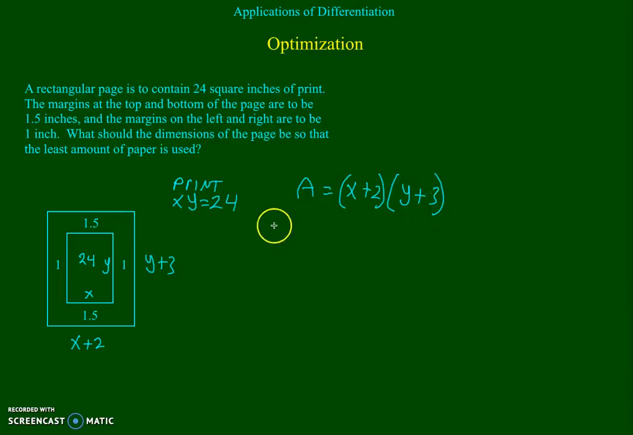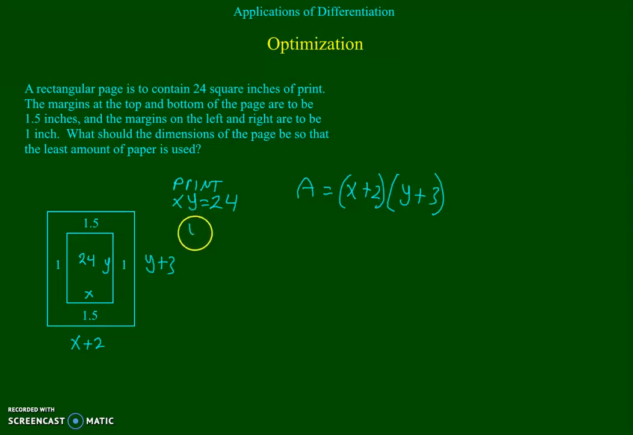So what's going to be our optimization equation? Since we're trying to minimize the amount of paper, this is our optimization equation, because we're trying to minimize the area of the paper. But again, we have an expression in two variables, so I need to get rid of one of them. Here we have another equation in terms of two variables, so I'm going to solve this one for y and substitute that expression in here before I do my multiplication.